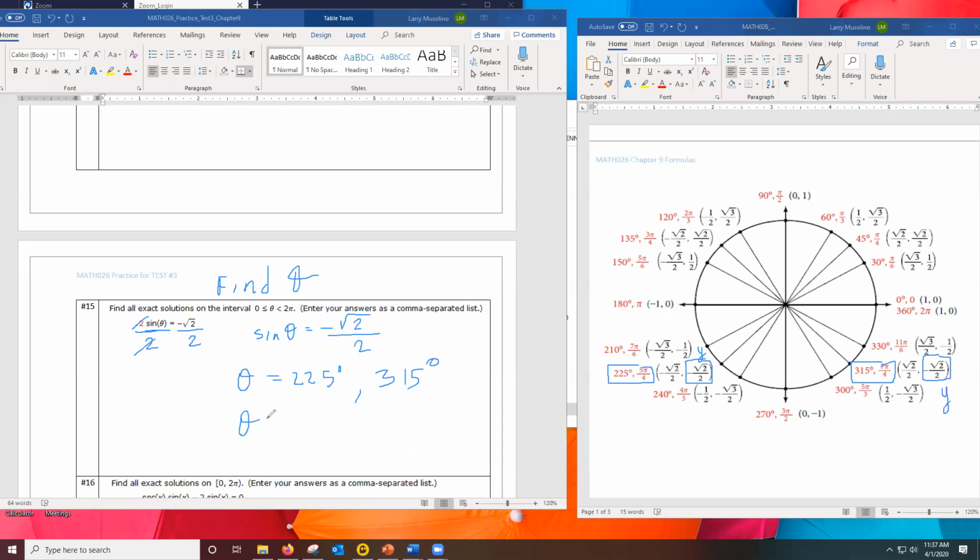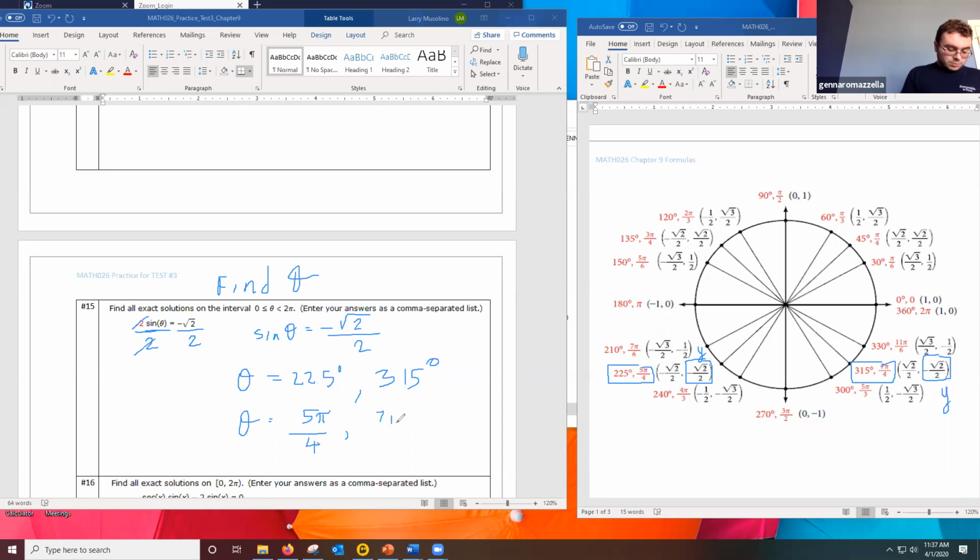Of course, if you prefer to write your answers in radians, this would be 5 pi over 4 for the one angle, and 7 pi over 4 for the second. WebAssign will take either one. You can either enter your answer as degrees or radians. If you do enter your answer as degrees, though, please remember that you have to put in this degree symbol as part of your answer.